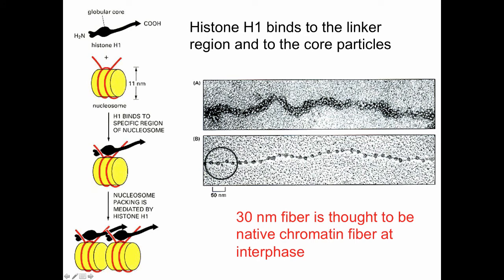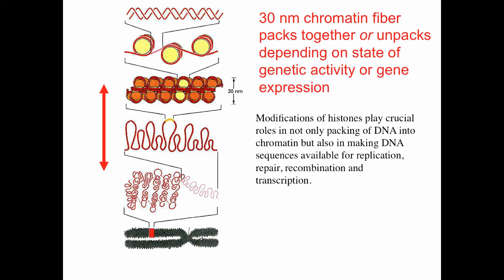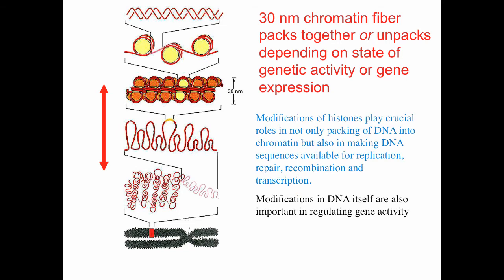The top image is under physiologic conditions. This would represent the 30 nanometer chromatin fiber. This would be what the chromatin fiber would look like in an interphase cell. As you might imagine, the 30 nanometer chromatin fiber can pack together or unpack depending on the state of genetic activity or gene expression. Modifications to histones play crucial roles in not only packing of DNA into chromatin, but in also making DNA sequences available for replication, for repair, for recombination, and for transcription.